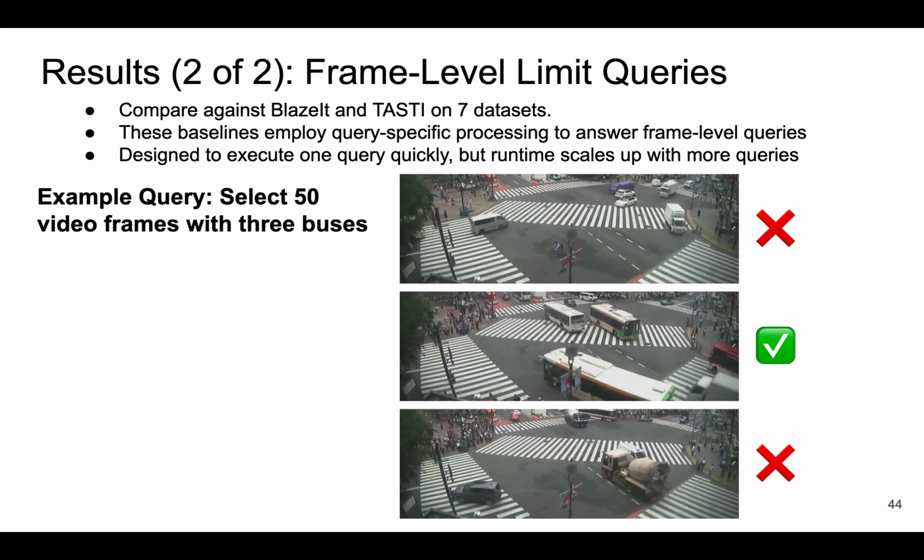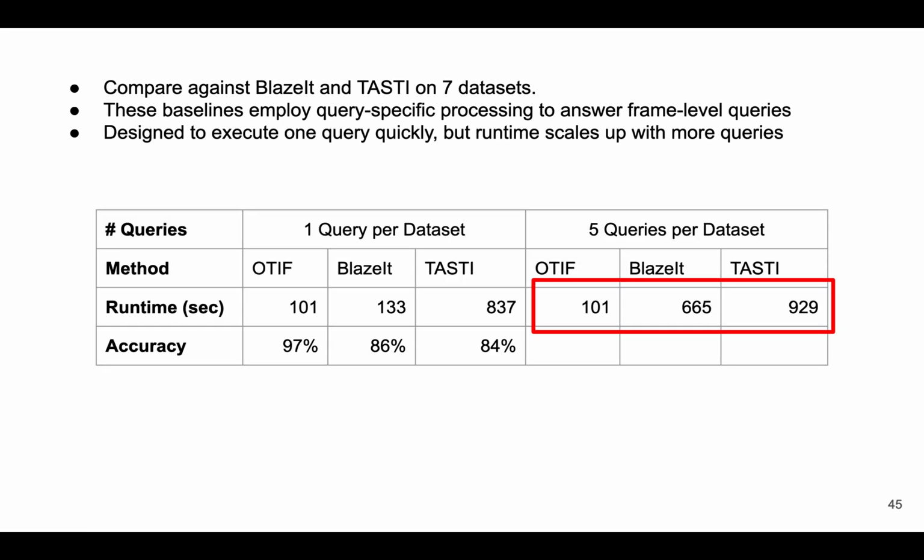Now in our second evaluation, we compared OTIF against BlazeIt and TASTI on frame-level limit queries that BlazeIt and TASTI are really specifically designed to process efficiently. So an example of a frame-level limit query is select 50 video frames with at least 3 buses. Now, because BlazeIt and TASTI are these video query optimizers that try to do query-specific video processing for each query that they're given, we would expect OTIF to perform better than them when we have many queries that we want to run on each dataset.